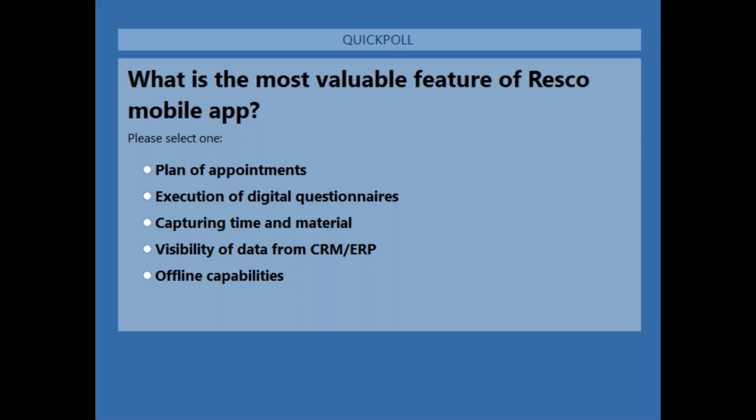So what we want to know, because what you see are the additions to our mobile application, of course, is: what do you see as the most valuable feature of the Resco mobile app right now? Here we want you to select just one of the options. So you cannot select multiple, even though they might be usable. Select the one which you feel is the top feature, the one which you really rely on and cannot live without in Resco.